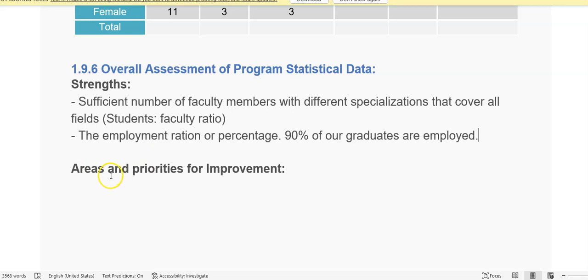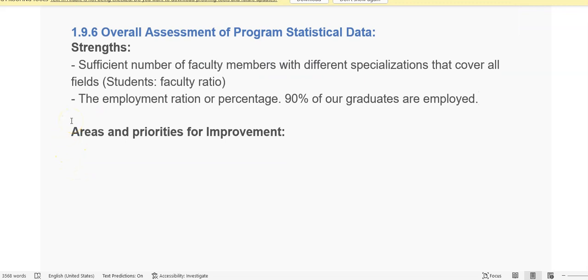For areas and priorities, in the previous form there were three items here: strengths, then areas of improvement, and after that priorities. Now areas and priorities for improvement, they are together.